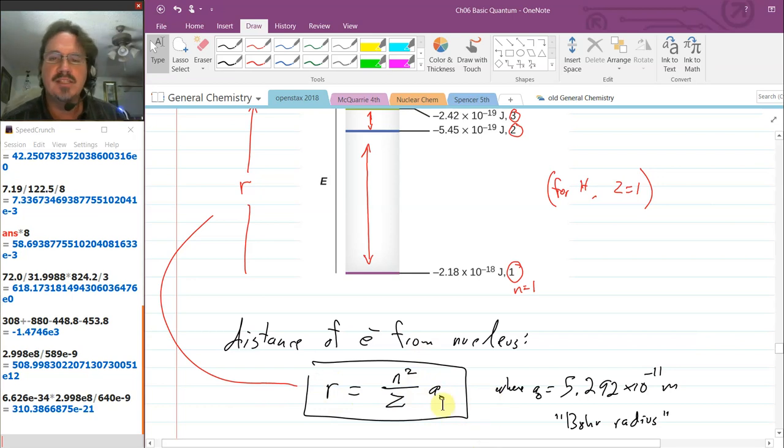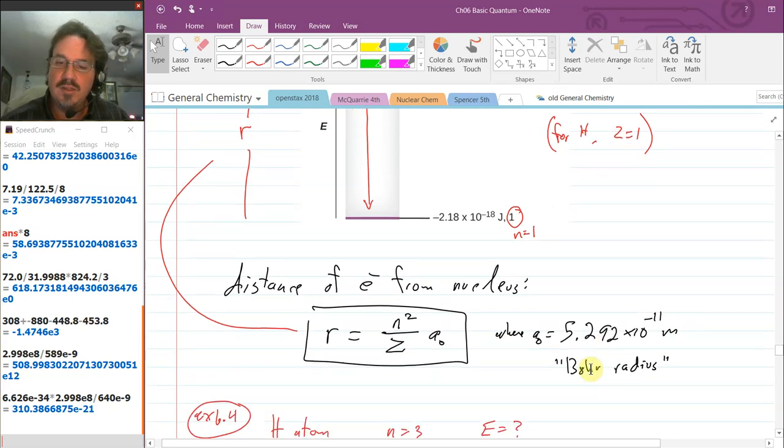The Bohr radius is just the calculated average distance of that electron in the lowest energy state. It turns out to be 5.292 times 10 to the minus 11 meters. So that's just a constant, just like c, the speed of light, or h, Planck's constant. This is the Bohr radius constant. That's how far, on average, the electron in the lowest energy state would be, according to the Bohr model.